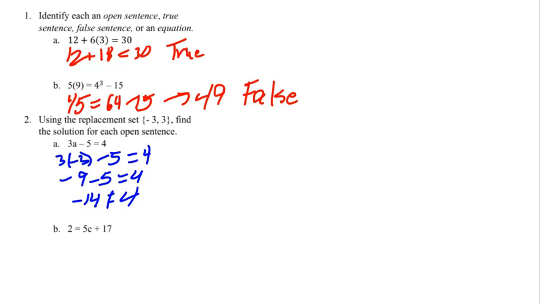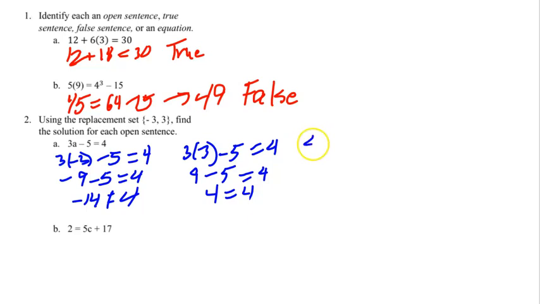Let's try another one. So if we did 3 times 3, and then minus 5, that should equal 4. 3 times 3 is 9. Minus 5, that should equal 4. 9 minus 5 is 4. 4 does equal 4, so the solution for this one would be just 3.